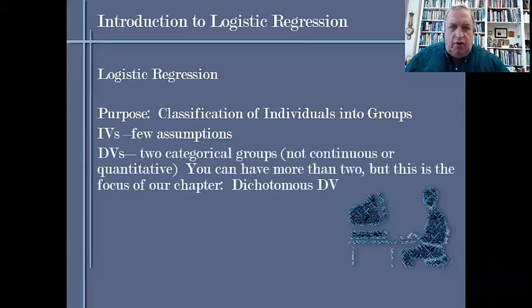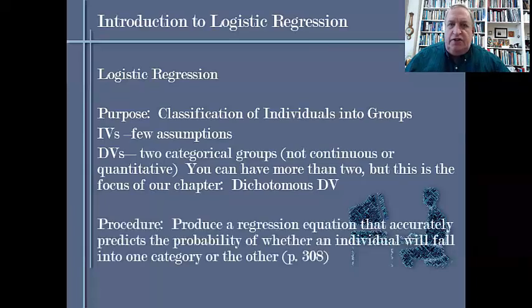The dependent variable, or the criterion variable, is going to be in two categorical groups that are not continuous or quantitative. You can have more than two, but the focus of our chapter is a dichotomous dependent variable, where there are one of two groups that you can be selected into. The procedure is a regression equation that accurately predicts the probability of whether an individual will fit into one category or the other.